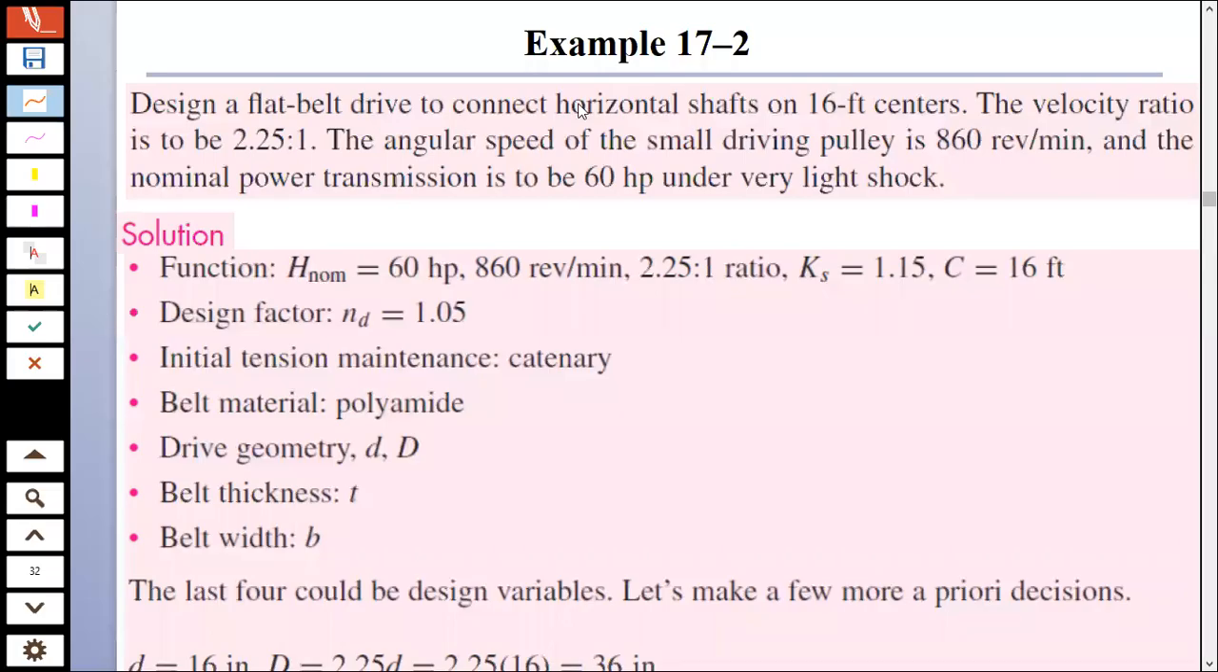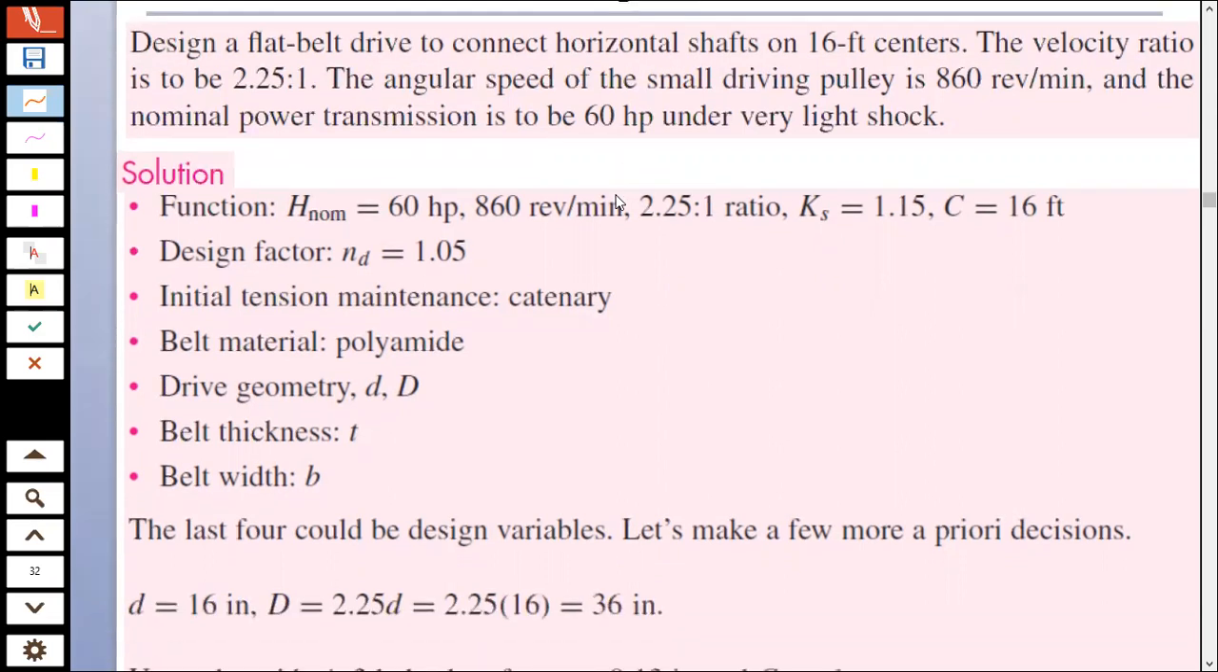Okay, if you look at this problem, this is almost the same problem as the one that we just discussed. The only difference is that there you analyzed a belt for satisfactory and unsatisfactory operation. If you look over here, it says design a flat belt. So basically, you have to design a flat belt drive to connect a horizontal shaft on 16 feet centers.